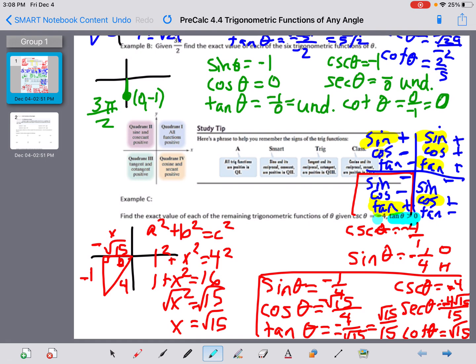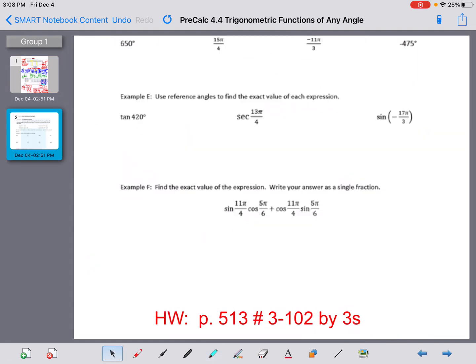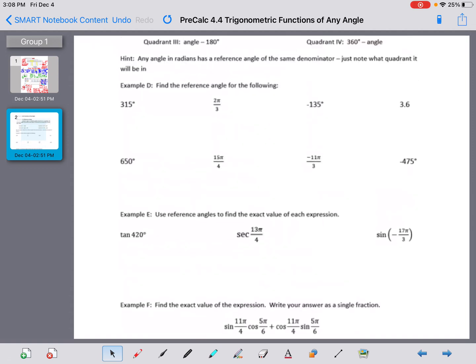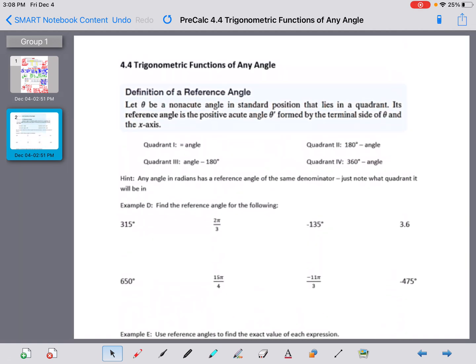Okay, second page of our notes. I must say, for only having 2 pages of notes on some of these days, we're packing a lot of information in on these, okay? All right, definition of a reference angle. Let theta be a non-acute angle in standard position that lies in a quadrant, and its reference angle is the positive acute angle formed by the terminal side of theta and the x-axis. Got that? Make sense?